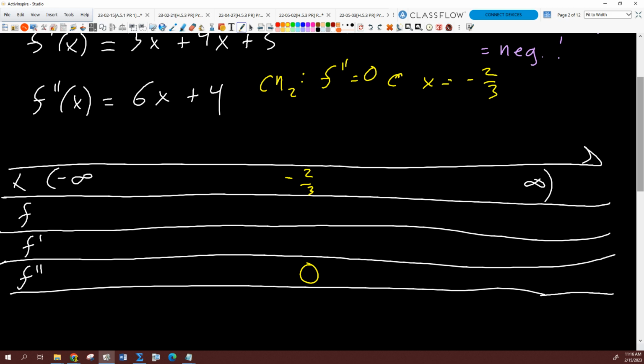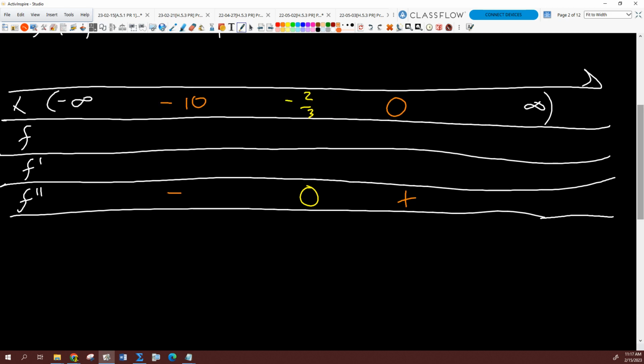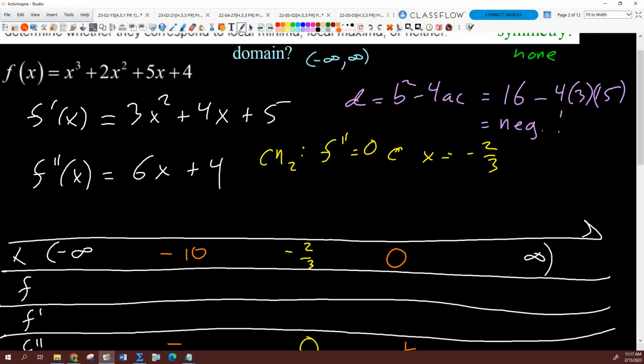So we would test a value, if we just go to the left, we can pick a number like negative 10. If I plug negative 10 in, pretty obviously, what's the sign of the second derivative? Negative. If I plug in a value like 0, to the right, we get positive. Okay, so now we really know what's going on. And if we wanted to anchor this to a specific point, we could plug negative 2/3 into the function so we could get an ordered pair, so we would know where the inflection point was if we wanted to be somewhat specific.